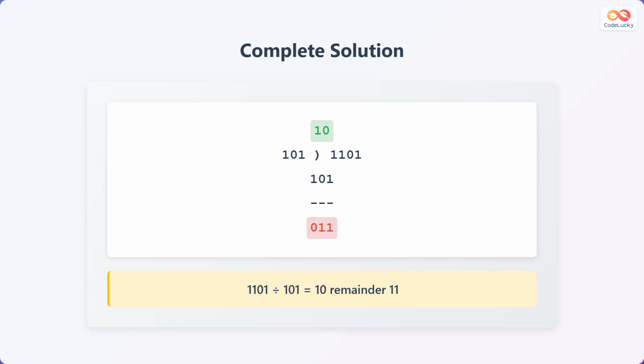Here is the complete solution to our division problem. 101 goes into 1101, 10 times with a remainder of 011. Therefore, 1101 divided by 101 equals 10 with a remainder of 11.